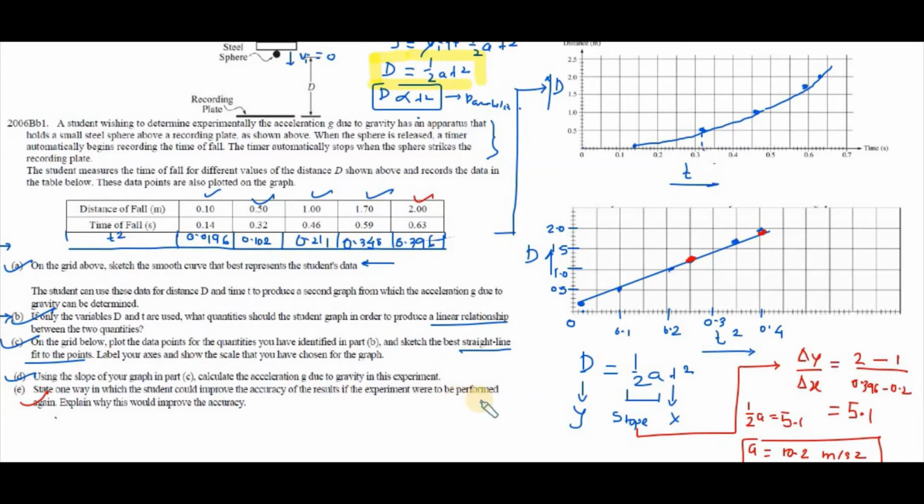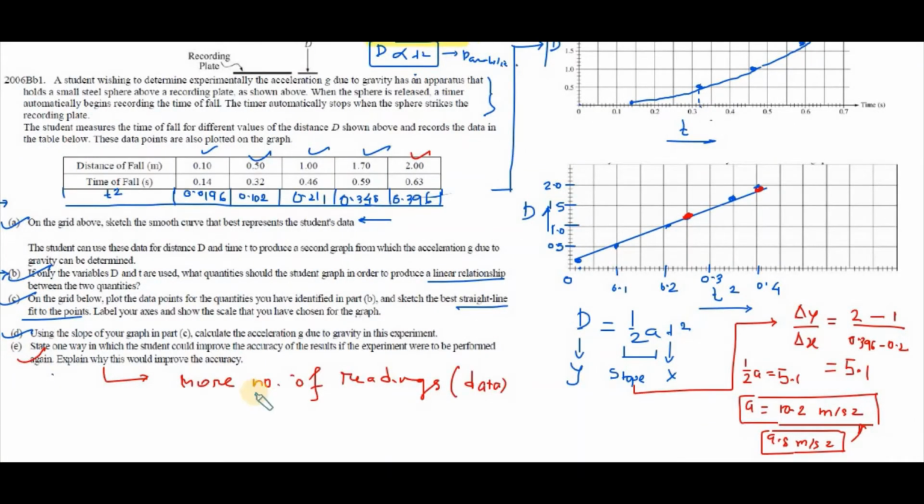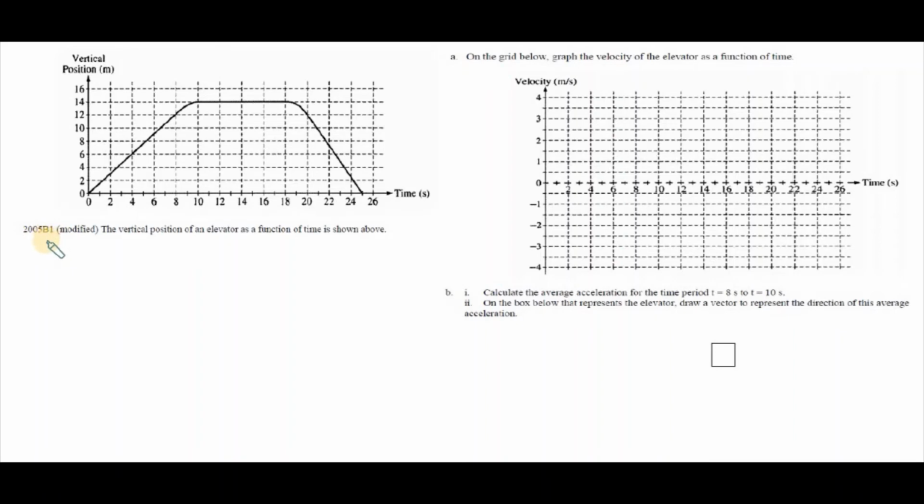Now in the last part, part E: state one way in which the student could improve the accuracy of the results if the experiment were to be performed again, and explain why this would improve the accuracy. Generally the accuracy can be increased by taking more readings. If the student measures more readings or more data, then automatically the errors can be reduced, meaning the personal error or the random error can be reduced by considering more readings.